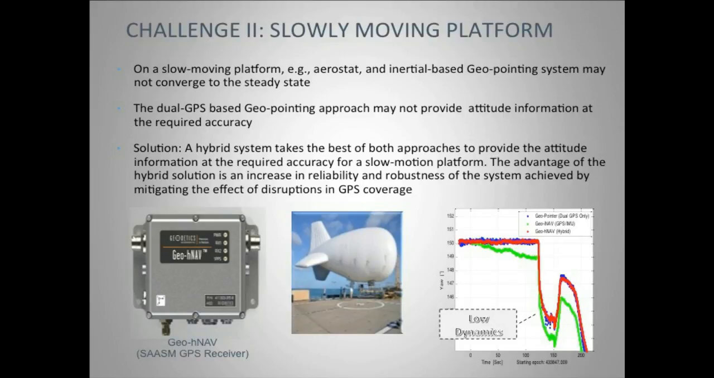and so you have a problem because the system takes some time to converge. And so what we've done to address this problem is we've developed what we call the Geo-HNav. This is a hybrid navigation solution. It actually takes the best of both the dual antenna pointing and the inertial pointing and combines them into a single solution. And what you see in the red is the instantaneous convergence due to the dual GPS, but you're able to smooth through the bad data points because you have the inertial solution to fall back on. So this is our approach to a slowly moving platform.